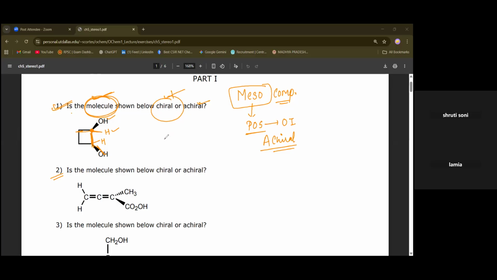Now, second one. Now solve the second one. Is the molecule shown chiral or achiral?